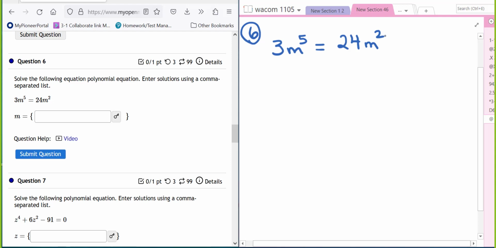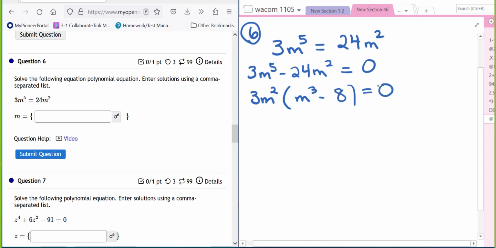And the first thing is I would move the 24m squared to the other side. You want to keep your leading coefficient positive. And then I would factor out a 3m squared. And that's going to leave me m cubed minus 8. And then you can set each piece equal to 0.